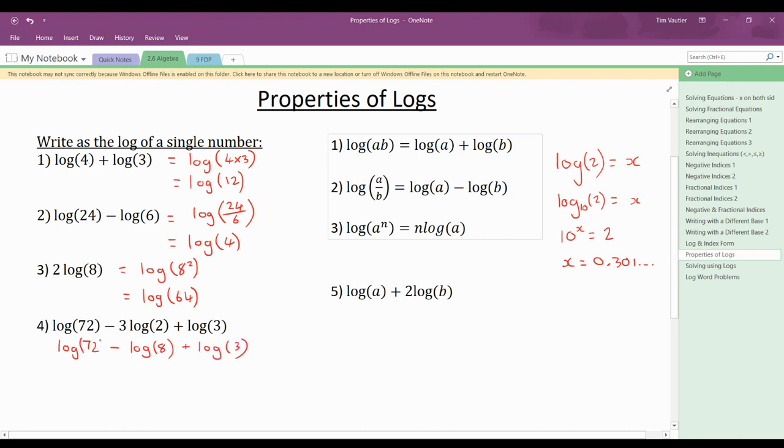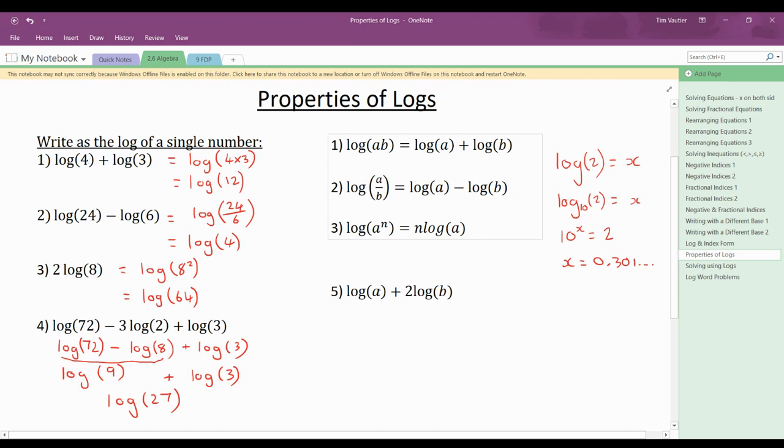And so we've got this now. And now, log 72, take away log 8. Well, 72 divided by 8 is going to be 9. So we're going to have log 9 from these first two parts, and we've still got the log 3. And then when we do 9 times 3, we get log 27.